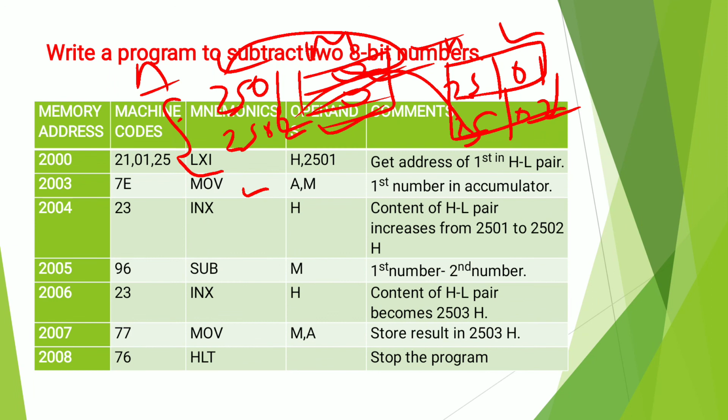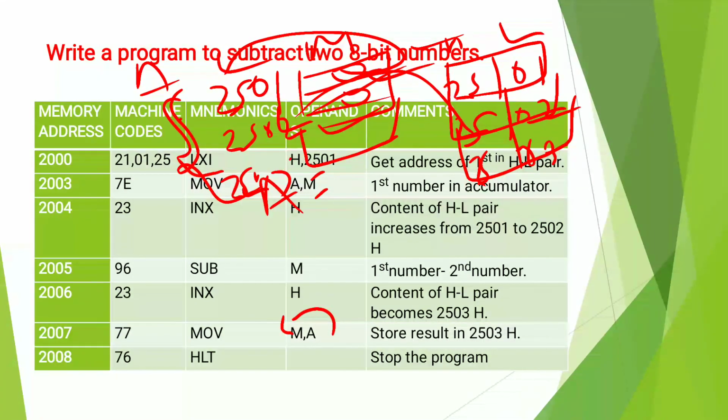SUB M, first number minus second number. Here the content of the HL pair is incremented by 1, that is 2503. Now subtraction is done and this result is stored in the accumulator. So move the content of the accumulator into the memory location 2503. Here the result is stored. Now stop the program by using the halt instruction.